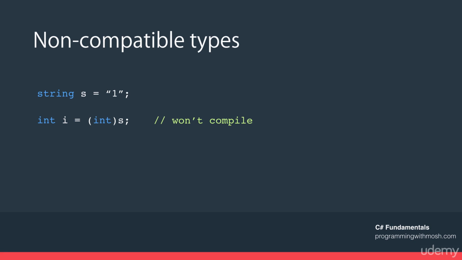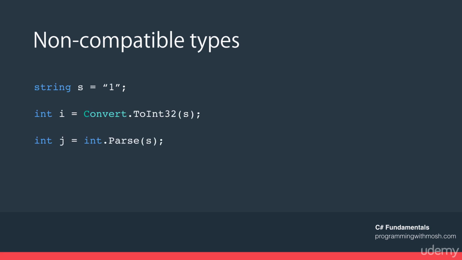Sometimes we are working with types that are not compatible, but you still need to convert them. For example, we might have a number represented as a string, as you see here, and we need to convert it to an integer. In situations like that, because string and int are not compatible, we cannot use explicit casting. So we need a different mechanism for converting a string to a number. In situations like that, we need to use the Convert class or use the Parse method.